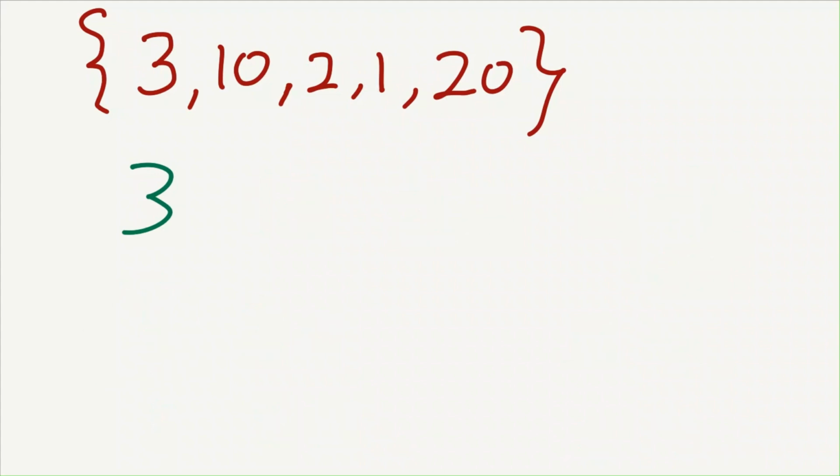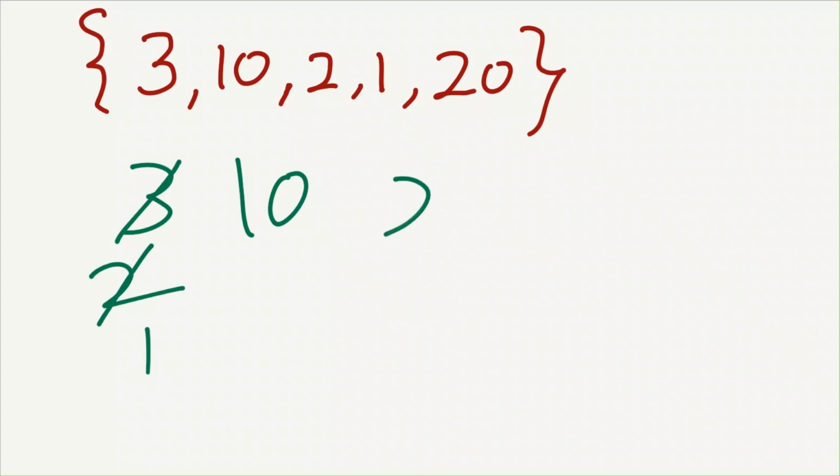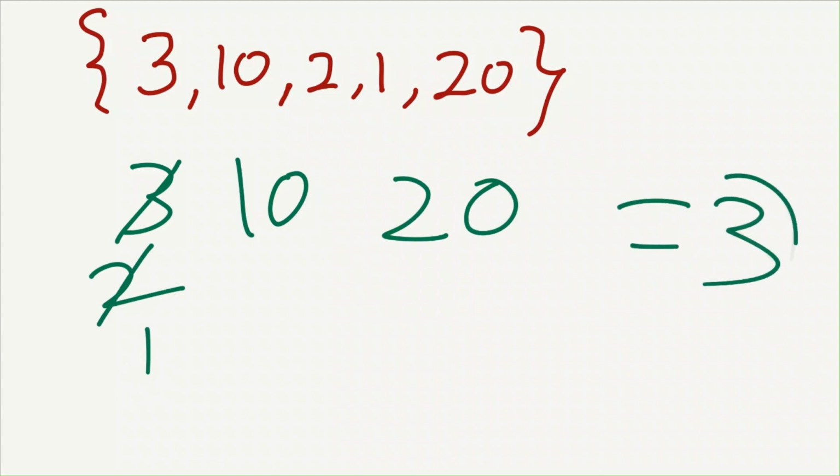Let's initially take 3 and the next element will be 10, and the next element 2 is lesser than 10 and the best position for that is 3, and let's take 1, which is also less than 2 and less than 10, so let's overwrite this with 1. And next 20 is greater than 10, so we put it in the last, so the maximum length is 3. We get the same output.